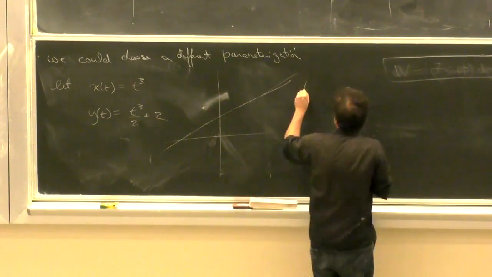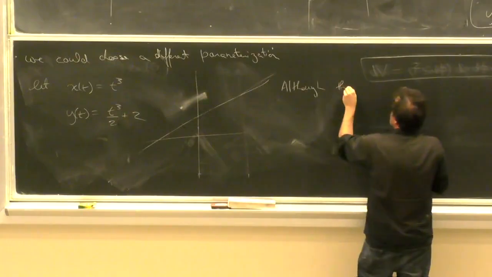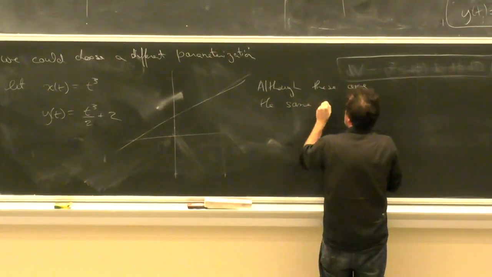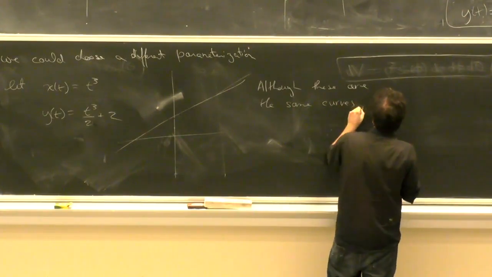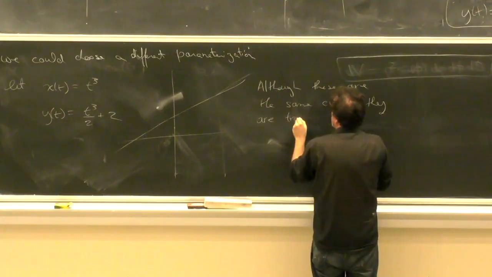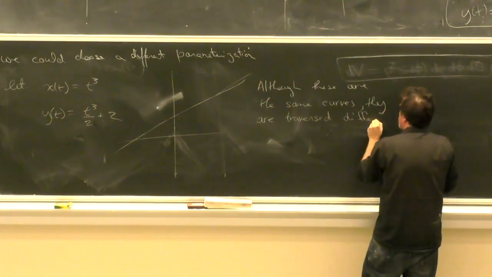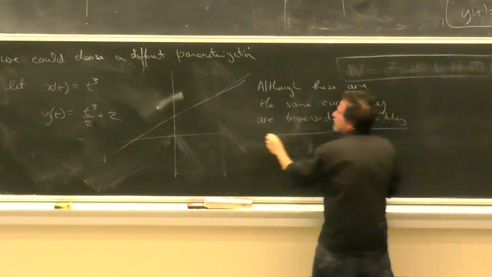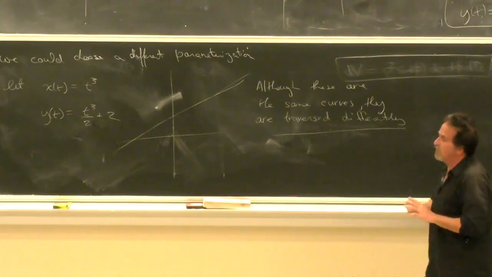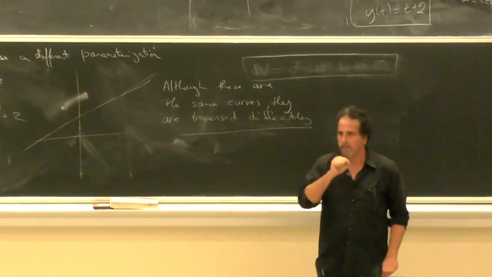So although these are the same curves, they are traversed differently. Okay? So these are parametric forms of the line. The line is one of the basic things you need to know.